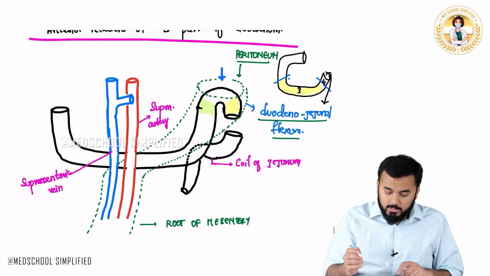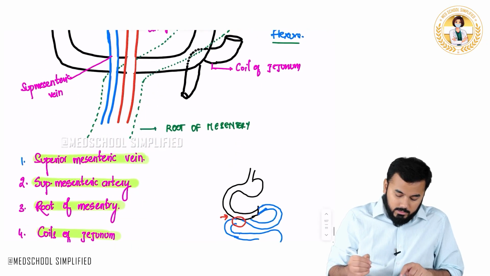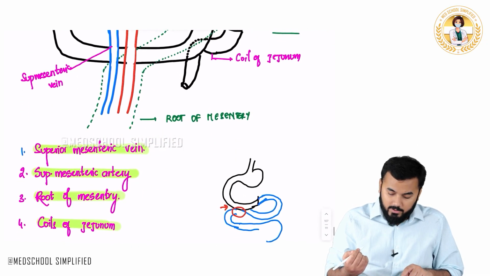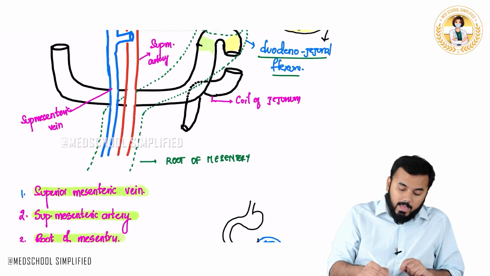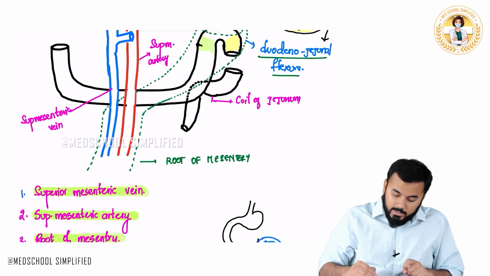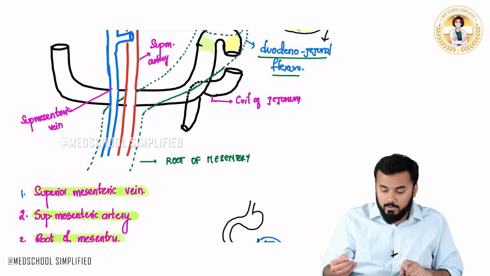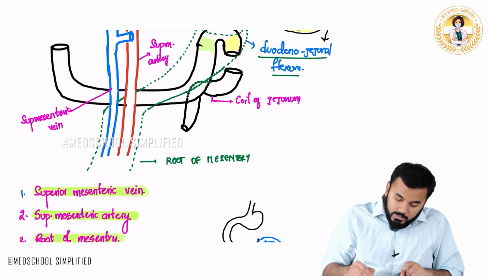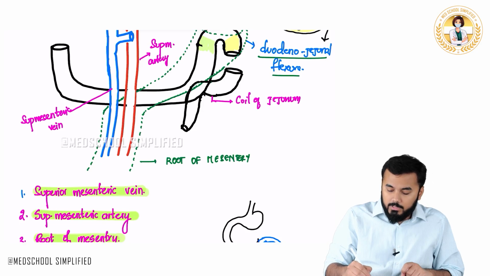Okay, so what are the structures that are located anterior to the third part of the duodenum? These are the four important structures, and I think I have been mistaken here telling you that the root of mesentery is passing behind. Actually no guys, the root of the mesentery is passing in front. Okay, these are the anterior relations. So the root of the mesentery is passing in front. Okay, and I have also told you that the coil of the jejunum is present behind, right? But no, the coil of the jejunum is present in front like this.